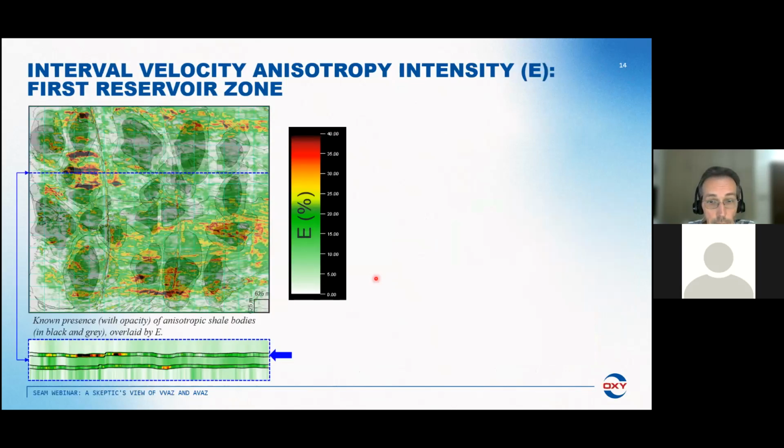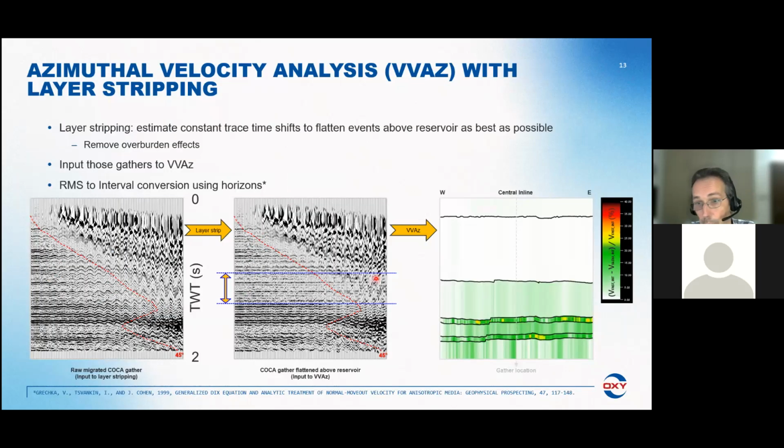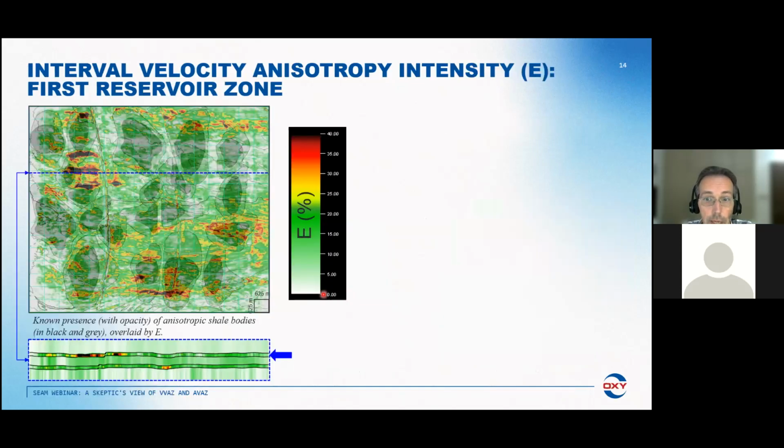Now I can derive a map. I should go back and point out that the RMS map of this property is actually derived between these two black horizons, which defines that reservoir zone. If we go to that map, again, scale 0 to 40, just for shortness, I call this E, this normalized velocity difference.